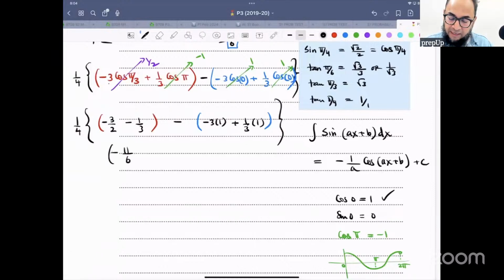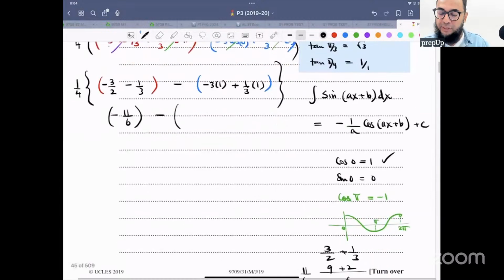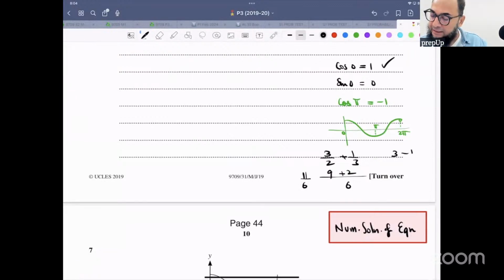This is the red thing. Minus a minus 3 plus 1/3. So that is 3 minus 1/3.